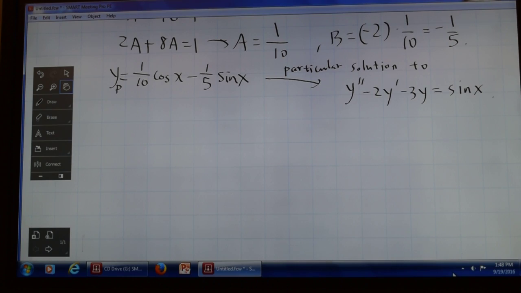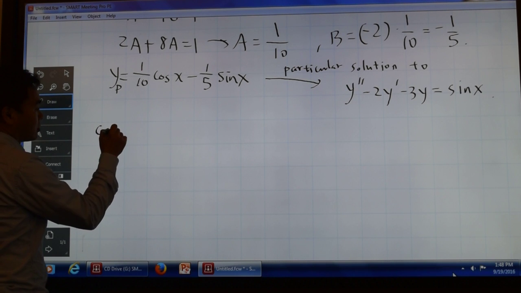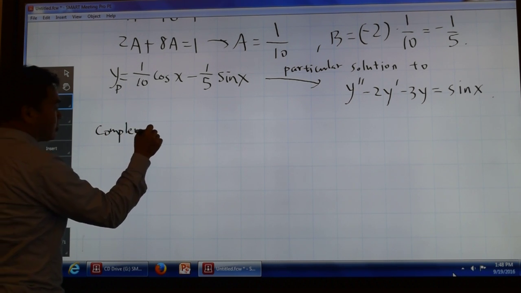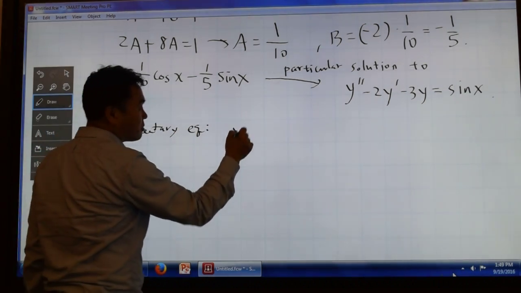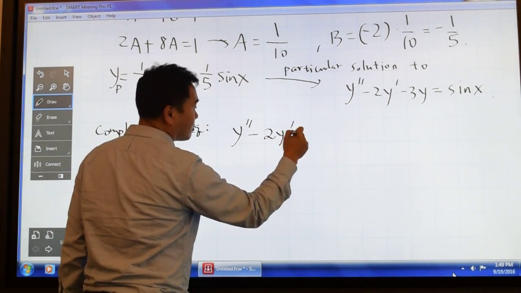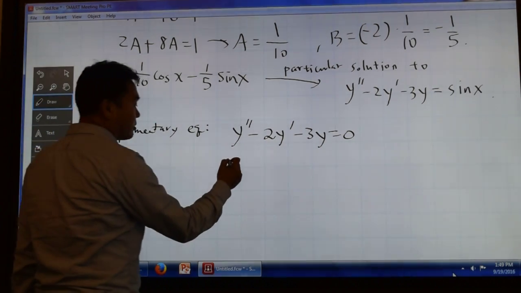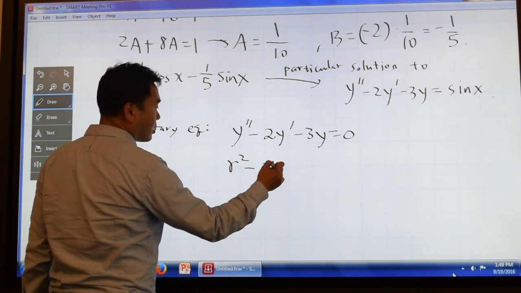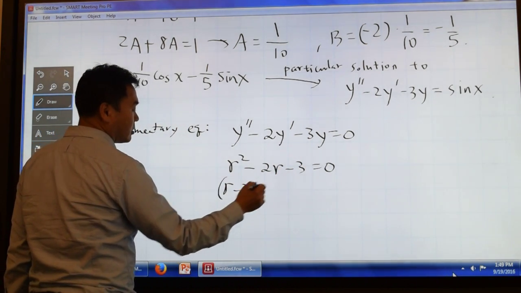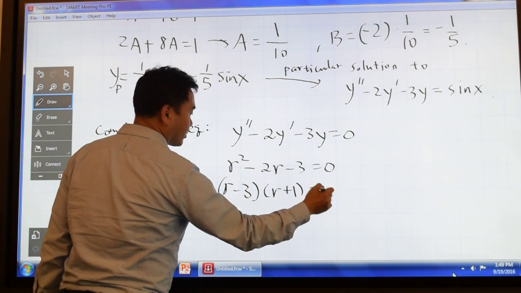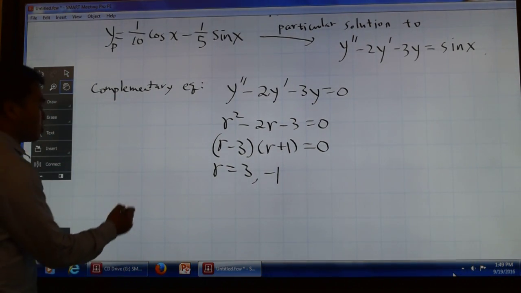So that's one particular solution. Now let's find a complementary solution. The complementary equation is y double prime minus 2y prime minus 3y equal to 0, which has the characteristic equation r squared minus 2r minus 3 equal to 0. (r minus 3)(r plus 1) equal to 0, so you get r equals 3 and negative 1, and that gives you the solution.